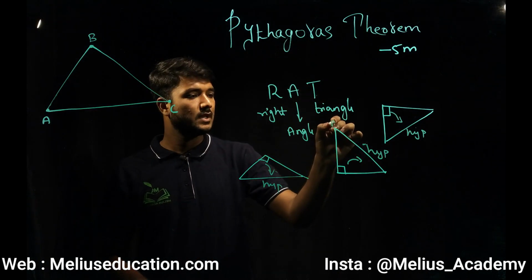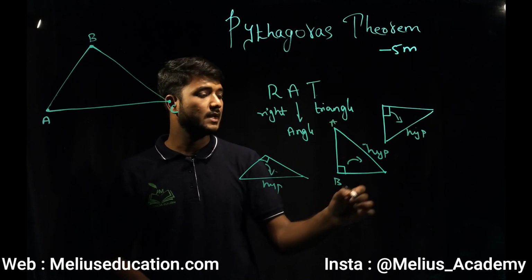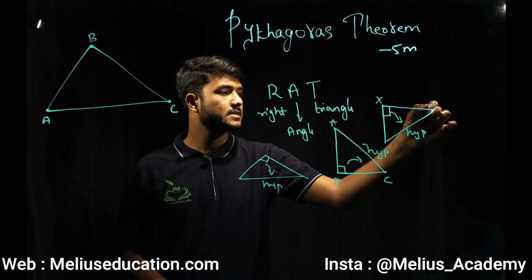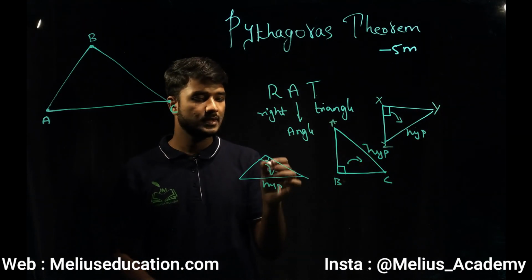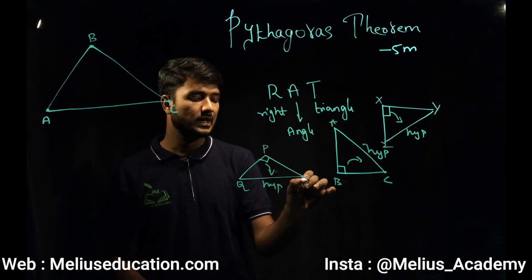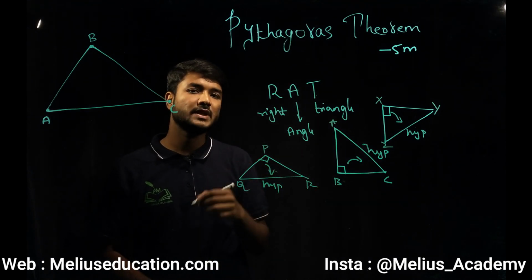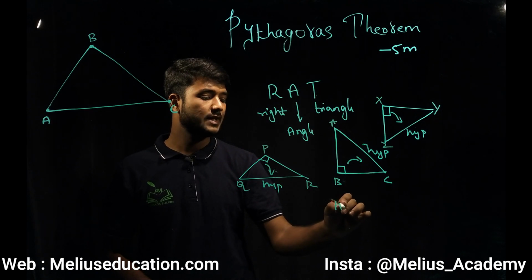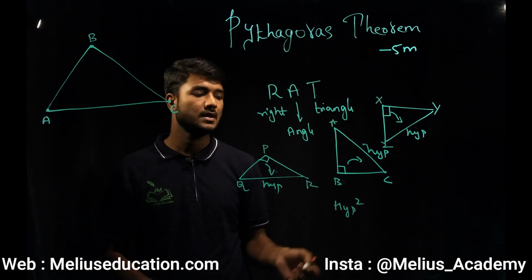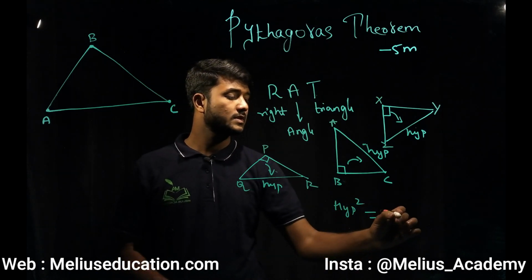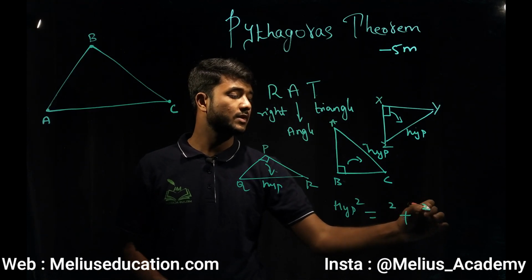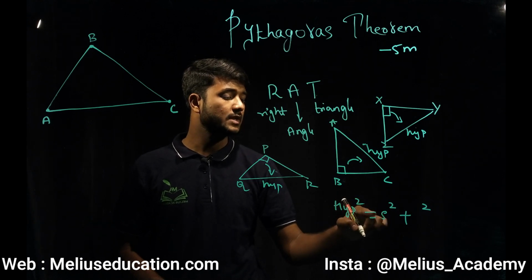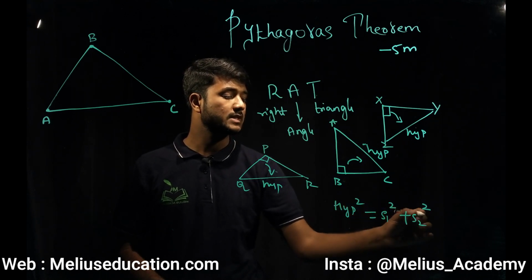Let us name them. Let this be right angle triangle ABC, right angled B. So this is X, Y, and Z. So this is P, Q, and R. Let us learn a short method in which we can apply Pythagoras theorem. How to apply? Just remember, square the hypotenuse, and that will be equal to sum of squares of other two sides. So hypotenuse square is equal to side 1 square plus side 2 square.